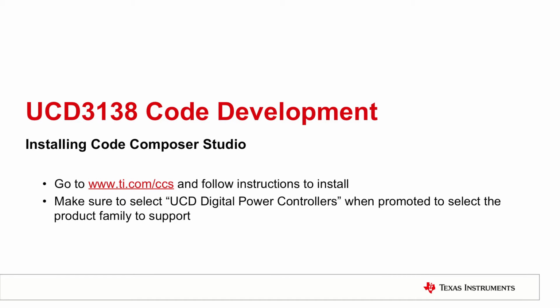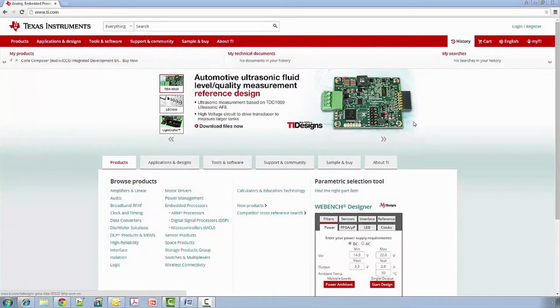I will now demonstrate how to download and install Code Composer Studio. Code Composer Studio is the tool you will be using to write C source code that will be compiled, assembled, and eventually downloaded to your target UCD device. It is freely available from TI.